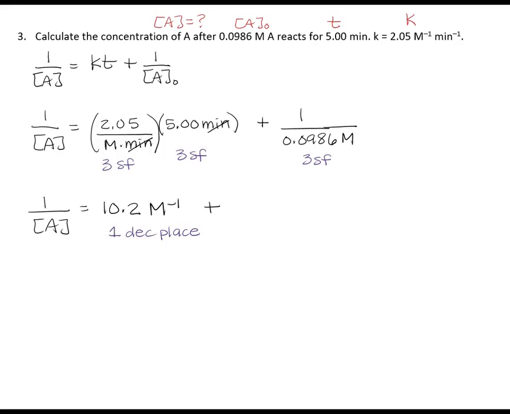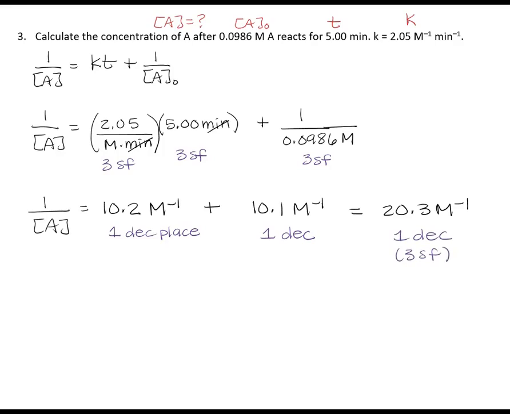And the second quantity is 1 divided by 0.0986. Also to 3 sig figs gives us 10.1 inverse molarity. Turns out that one is also 1 decimal place. So when we add them, we end up with 20.3 inverse molarity, and that's 1 decimal place, which equals 3 sig figs.